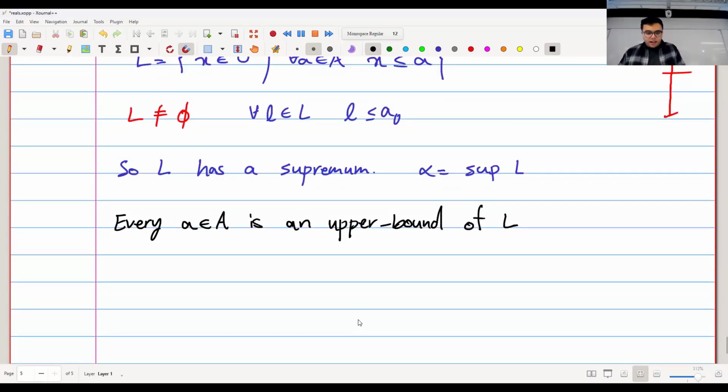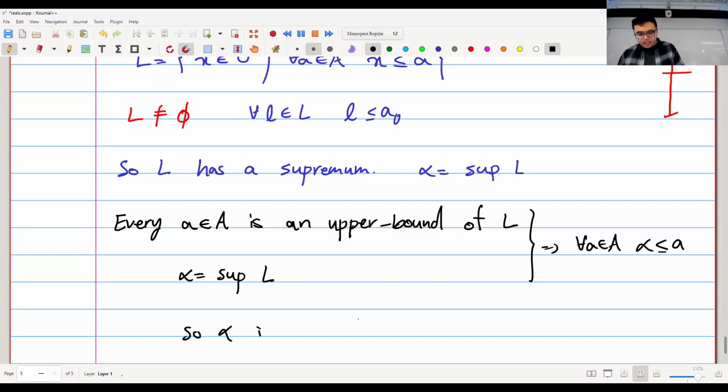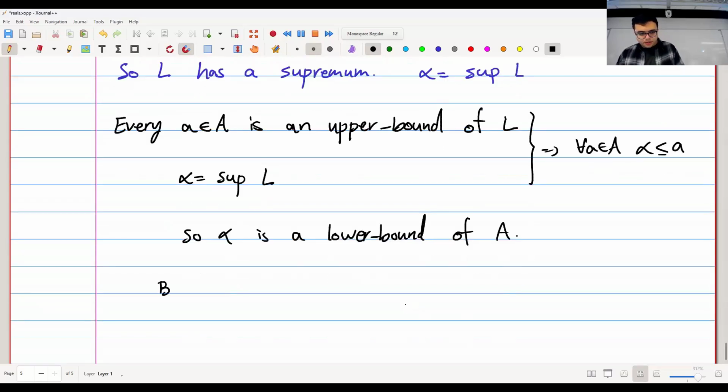Okay. Alpha is the supremum of L. So from this, I can get that for every element of A, alpha is less than or equal to that element. So alpha is a lower bound of A. So by definition now, alpha is in L. But this is exactly what I wanted to prove, right?